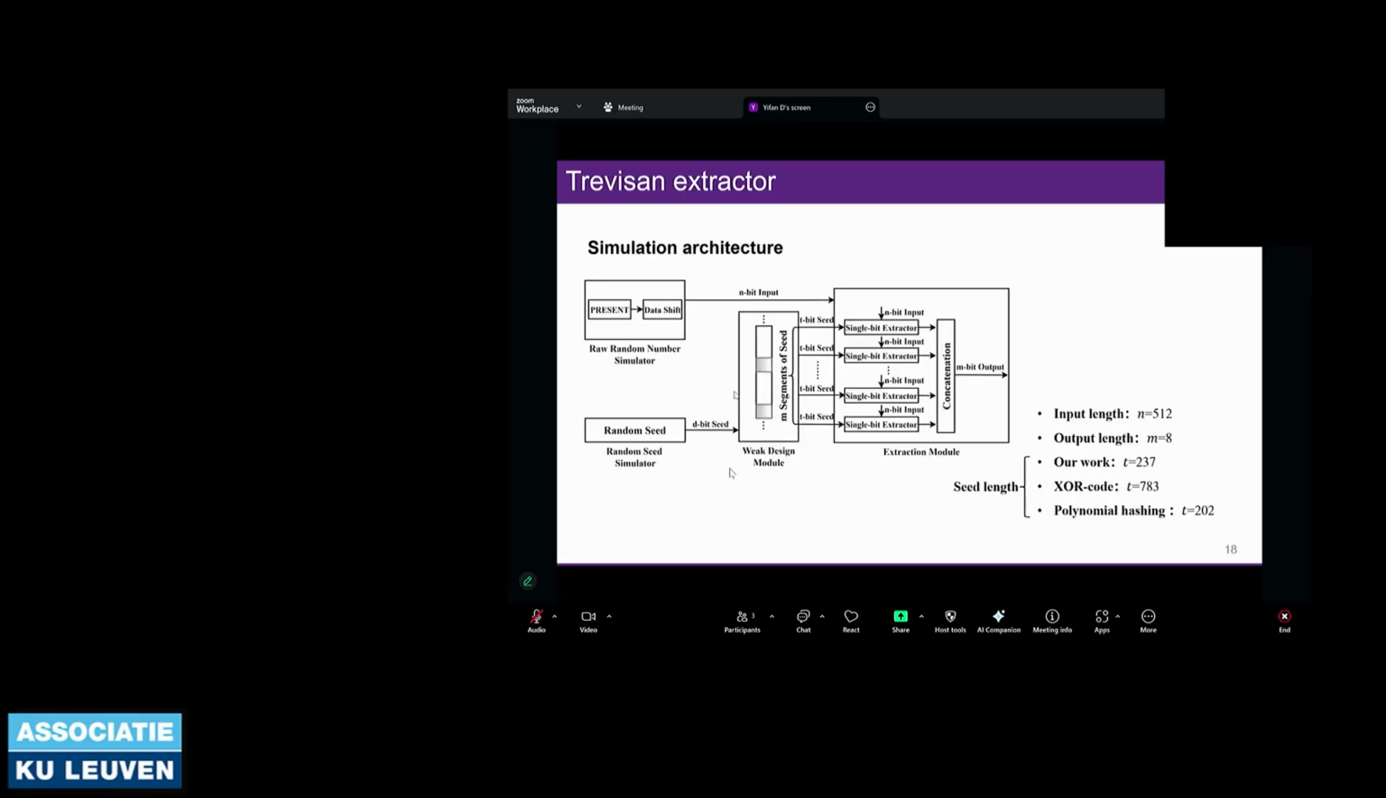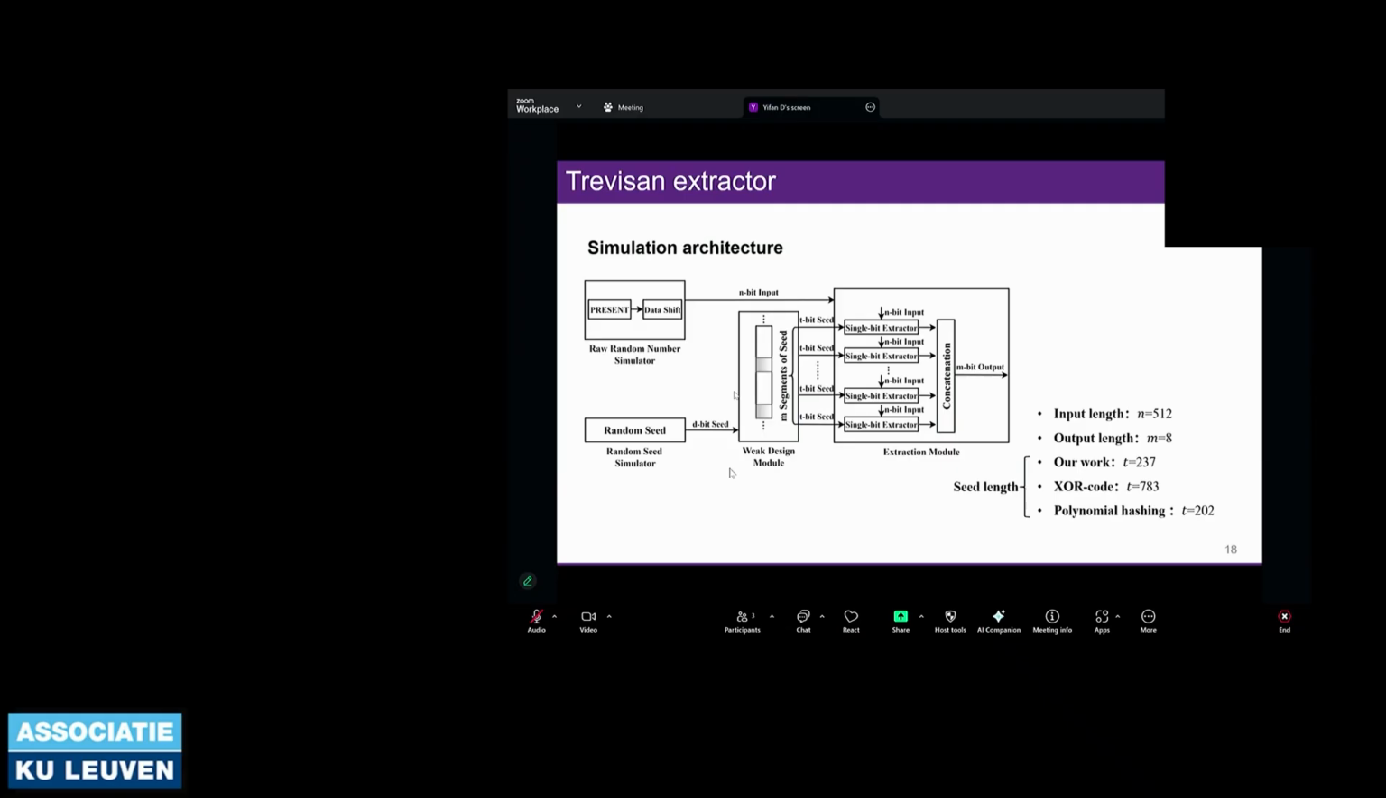This is the simulation architecture of the Trevisan extractor. The raw random number simulator and the random seed simulator are similar to the Toeplitz extractor. The input data is fed to M parallel single-bit extractors. The random seed is also split into M segments, with each segment feeding one module.